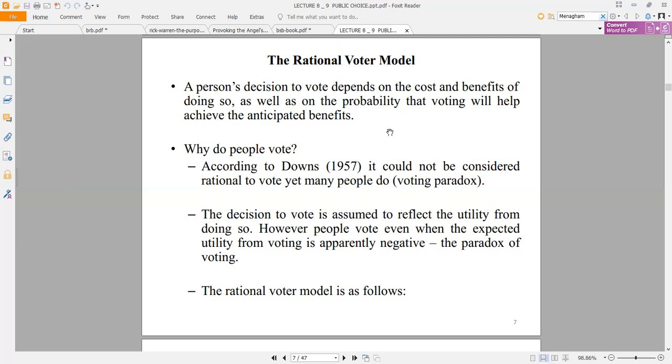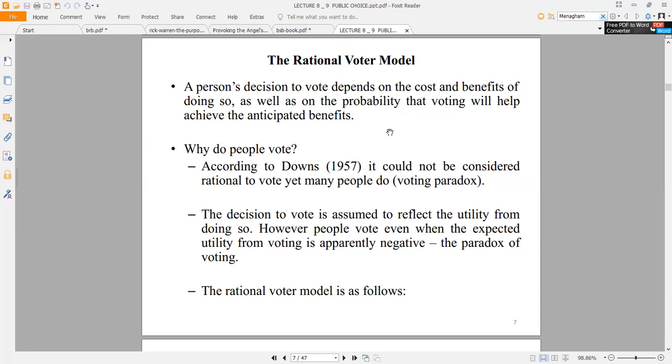Now, why do people actually vote? According to Downs 1957, it could be considered irrational for people to vote. According to Downs, it cannot be considered rational to vote. So when you are voting, you'll be considered an irrational person. Yet people vote. A lot of people vote.